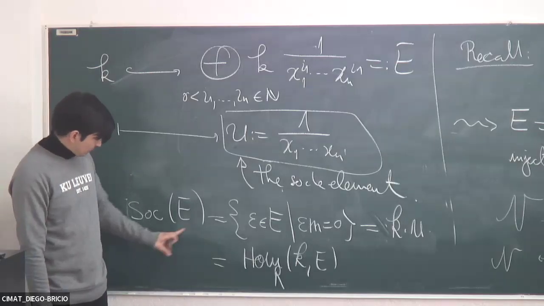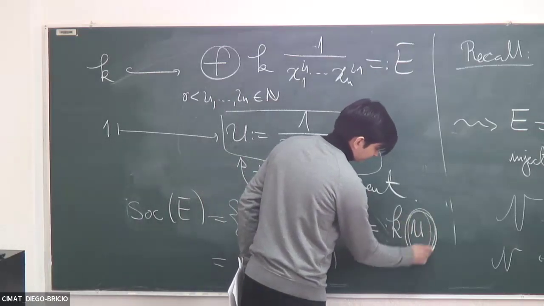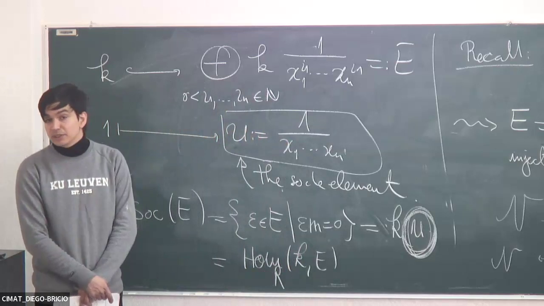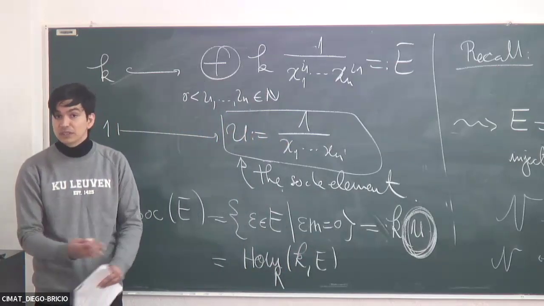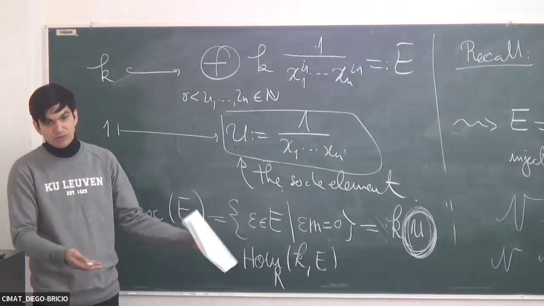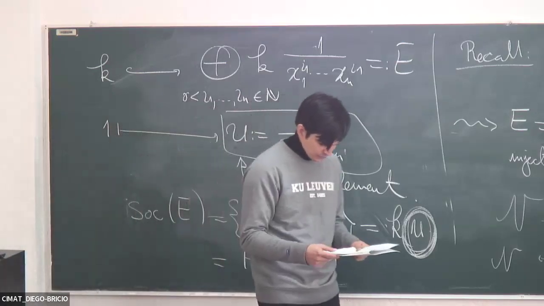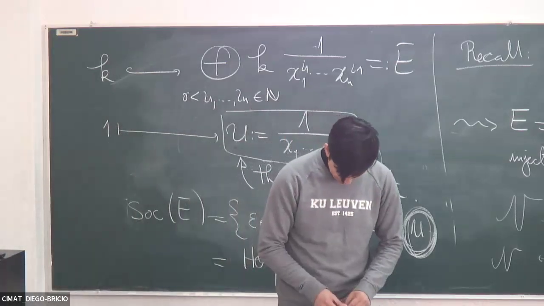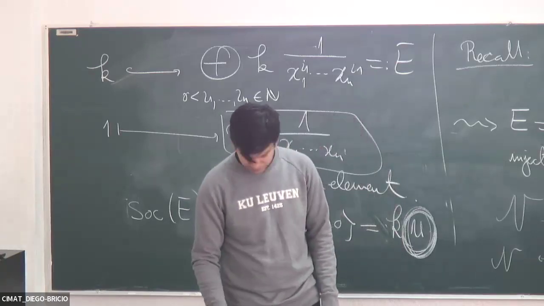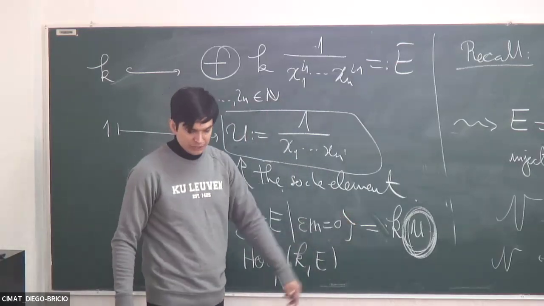Gotcha? And you see this is why this is called the socle element. In general, the socle of an injective hull of the residue field is K, and any generator there is called a socle element, or the socle element. Okay. So this element is going to be important soon.